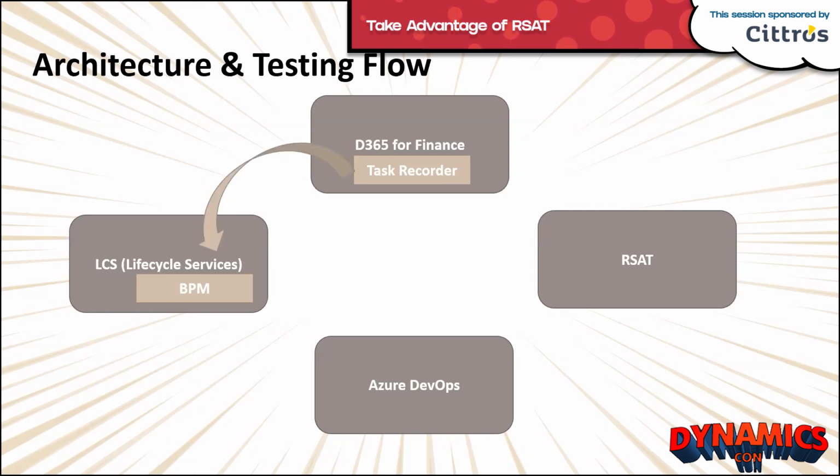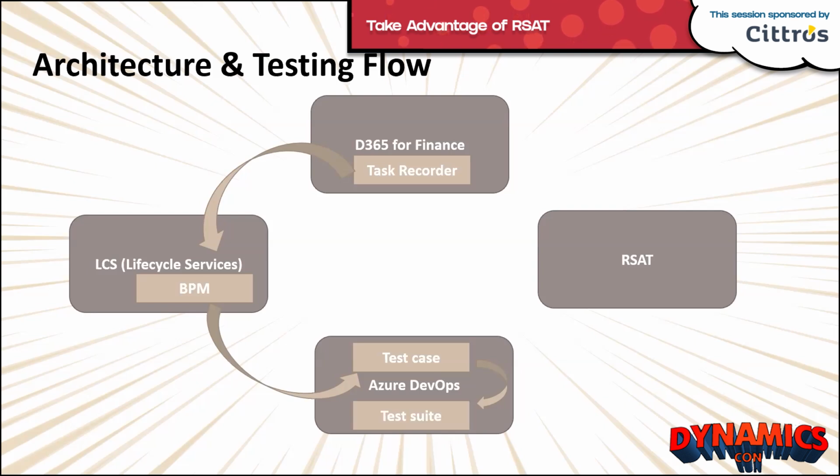Then we upload those recordings into the business process modeler, which automatically will create and synchronize with Azure DevOps and create test cases for each of the recordings that we upload. We can, in Azure DevOps, assign those test cases to a testing suite, which can be used later for the automation testing process. Now RSAT comes into action.